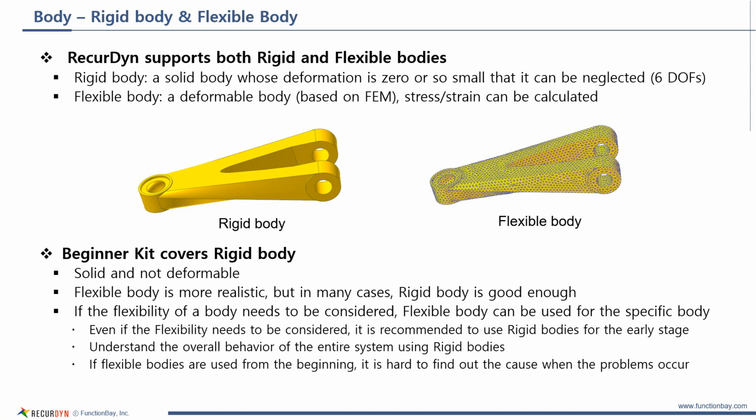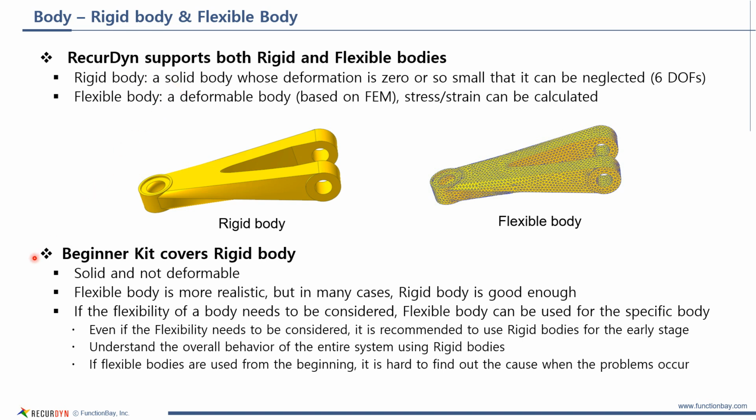Now, let me introduce the basic information about body. Bodies are the parts which form a model. There are two types of bodies, which are rigid body and flexible body. Rigid body is a solid body whose deformation is 0 or so small that it can be neglected. It has 6 degrees of freedom. Flexible body is a deformable body based on FEM. It is possible to calculate stress and strain of a flexible body. It has many nodes and each of them has its degree of freedom.